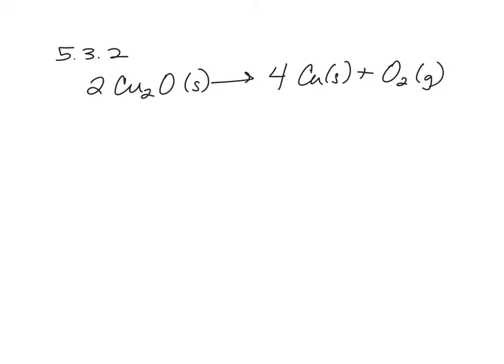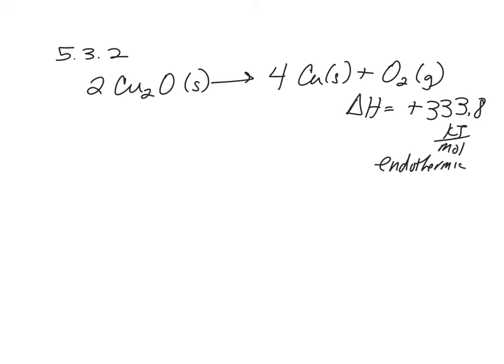5.3.2. Given the thermochemical equation, okay, so we've got copper 1 oxide, should be able to do that, folks, goes to 4 copper solid. This is definitely an oxidation reaction because we've got changes of oxidation state from a +1 to a 0 and a -2 to a 0. The delta H associated with this reaction is a positive 333.8 kilojoules per mole. This is an endothermic reaction, folks. Okay, it requires heat in on the reactant side.